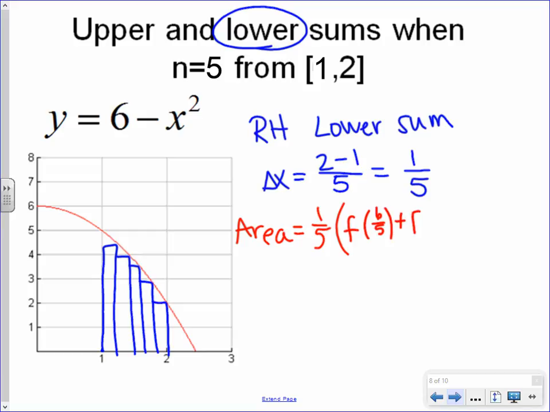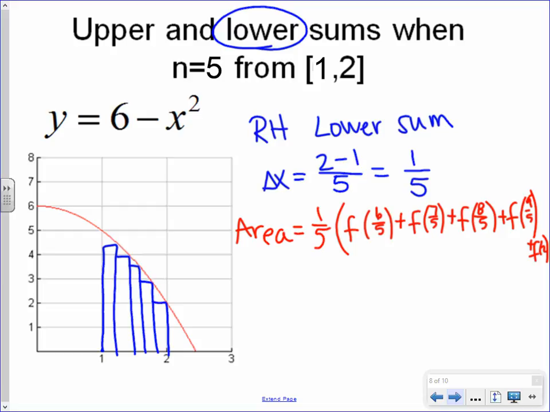The second rectangle has height f of 7/5. Our third rectangle has height f of 8/5. Our fourth rectangle has height f of 9/5. And our last rectangle has height f of 2. I got really excited with my handwriting. I'm sorry about that.